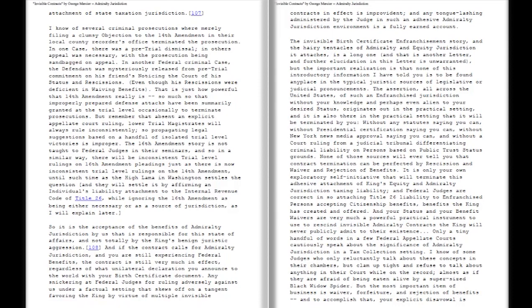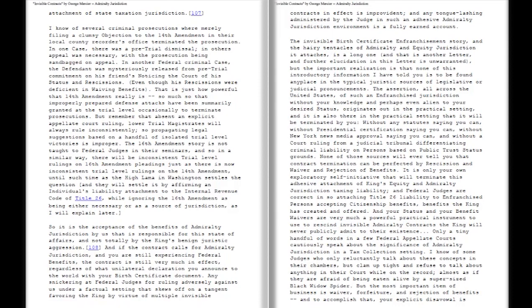None of those sources will ever tell you that contract termination can be perfected by rescission and waiver and rejection of benefits. It is only your own exploratory self-initiative that will terminate this adhesive attachment of king's equity and admiralty jurisdiction taxing liability, and federal judges are correct in so attaching Title 26 liability to enfranchised persons accepting citizenship benefits the king has created and offered.